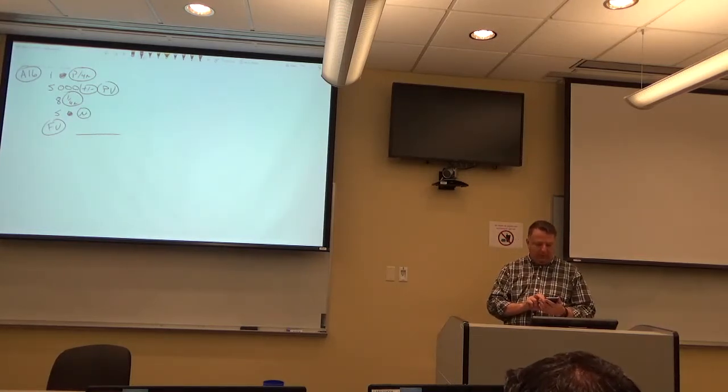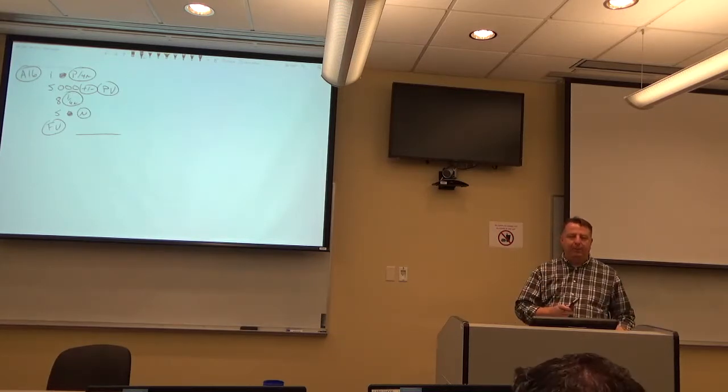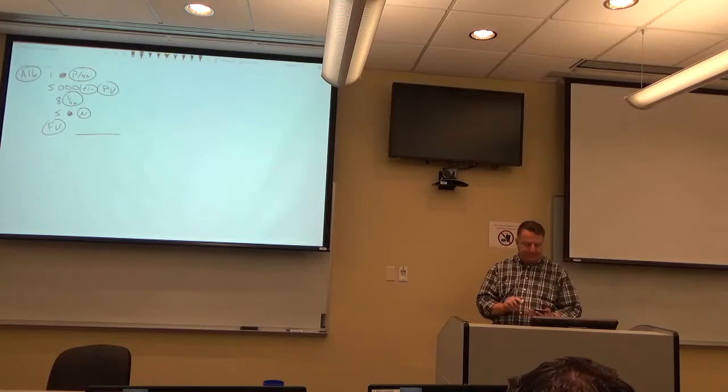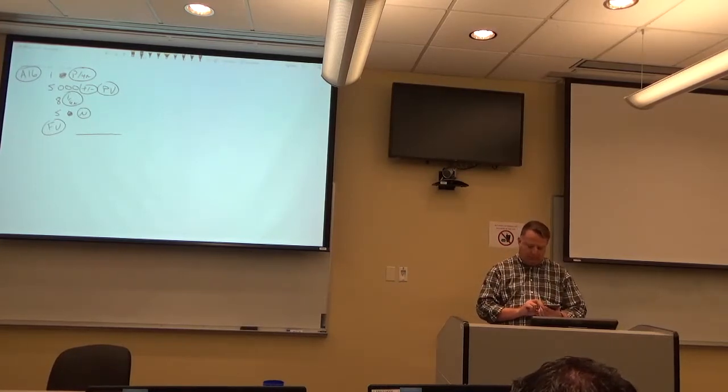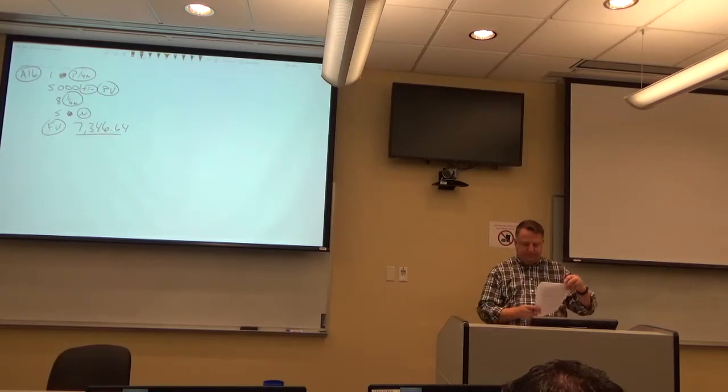Now, one thing, just out of curiosity, look at your calculator. How many of you still have the word BEGIN in your display? Okay, you need to get rid of that. Hit shift BEGIN. Okay, so 5,000 present value, 8%, 5 years, 7,346.64. Okay, that's part A.